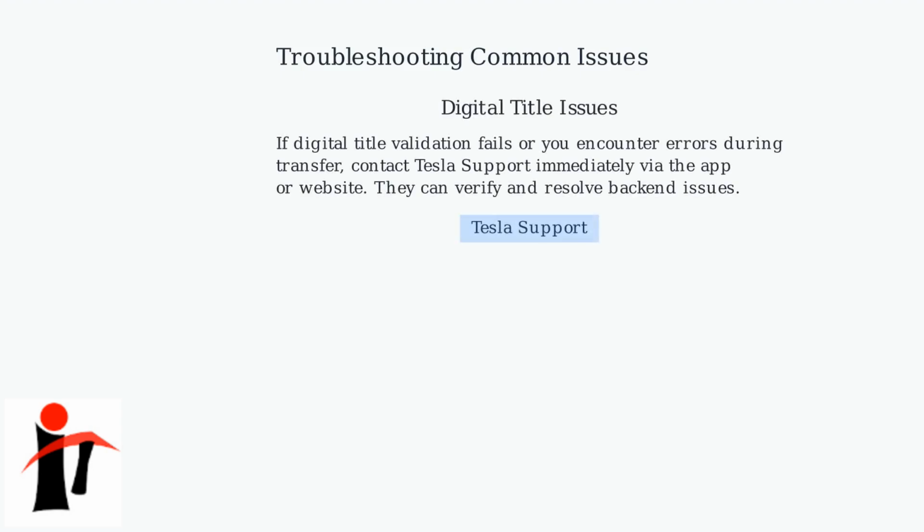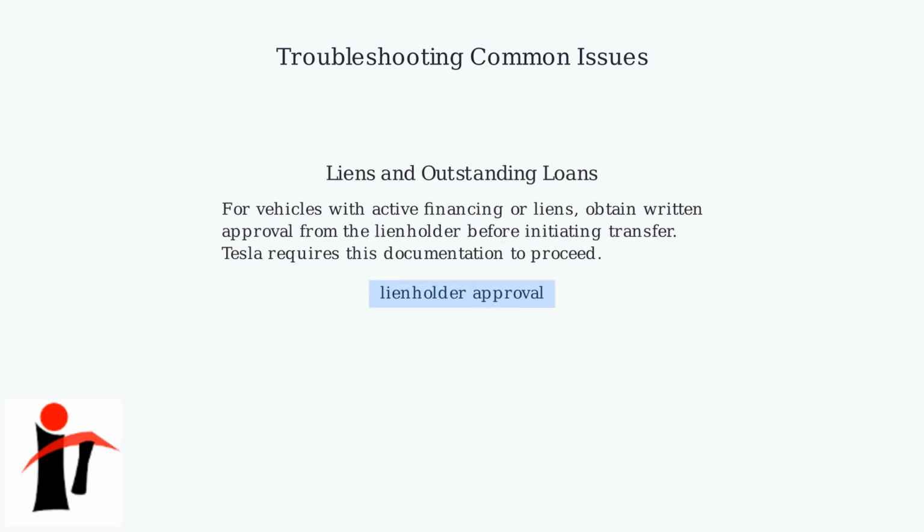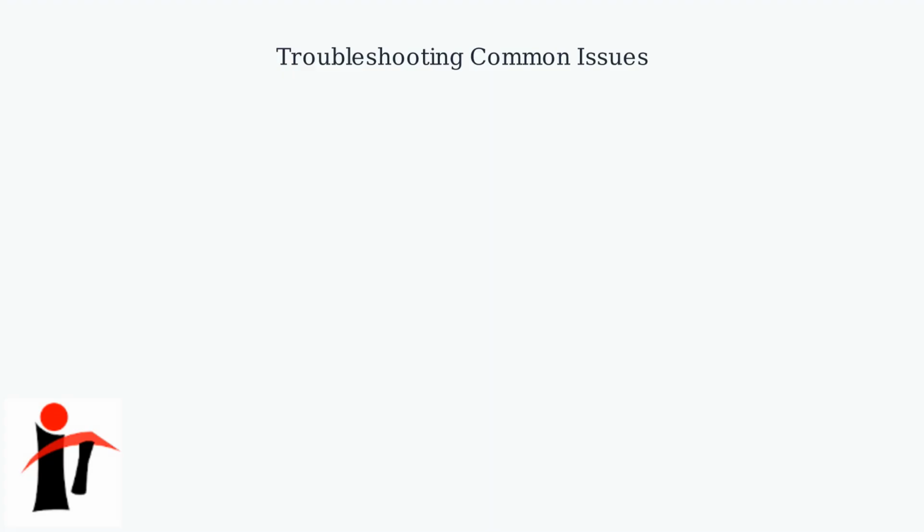If you encounter issues with digital title validation or transfer errors, contact Tesla support immediately through the app or website. They can resolve back-end verification problems and ensure the transfer completes successfully. For vehicles with outstanding loans or liens, you must get approval from the lien holder before proceeding. Tesla requires this documentation to prevent unauthorized transfers and ensure legal compliance.